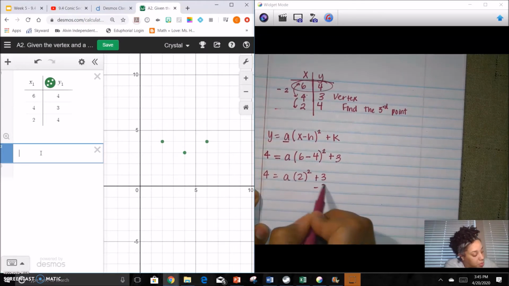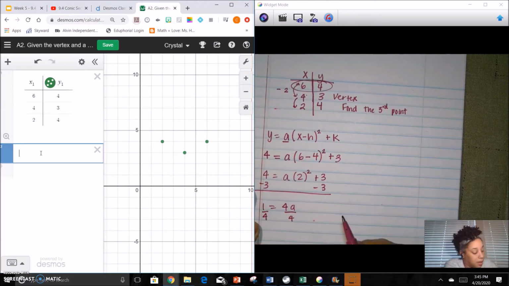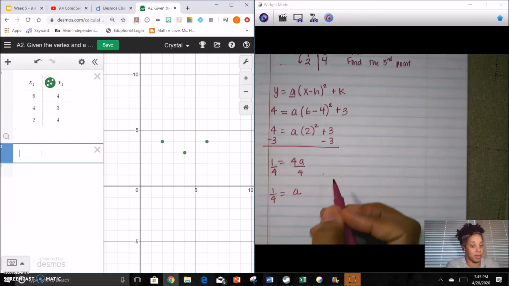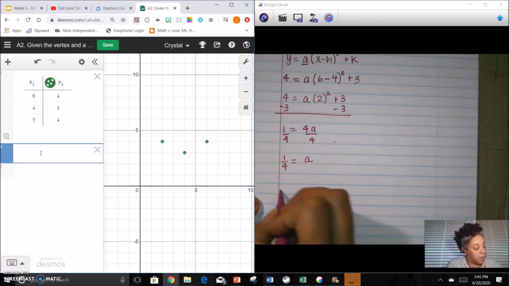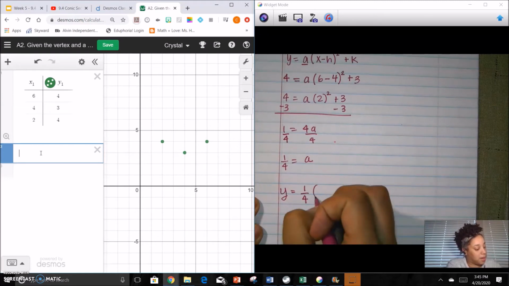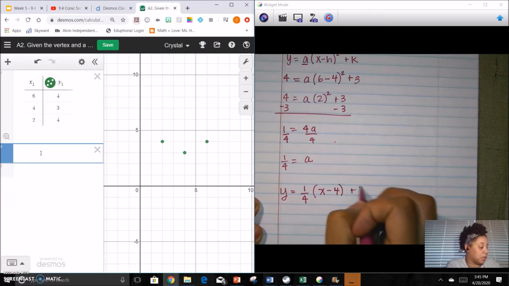Then I'm going to subtract 3 from both sides. I get 1 equals 4a. Divide this side by 4, and I get 1/4 is equal to a. So now I know what a is, so now I can write the equation of my graph. The equation of my graph is y equals 1/4 times (x minus 4) squared plus 3.